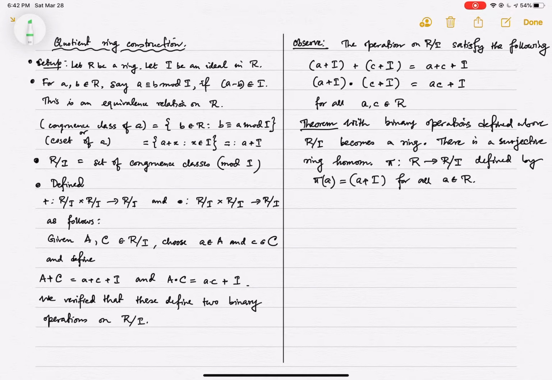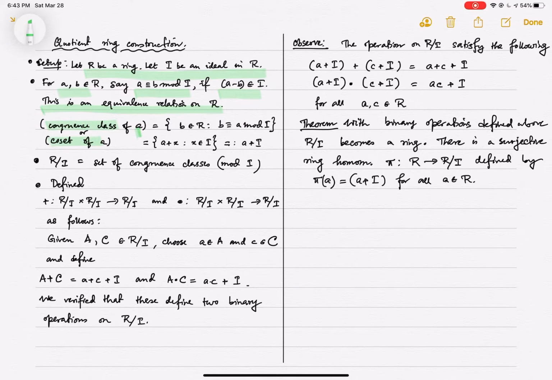Good. Here's the quotient ring that we defined last time. You give me a ring R and an ideal I. Given two elements A and B in the ring, we say A is congruent to B mod I if A minus B is in I. This defines the equivalence relation on the ring R. The equivalence class of an element A is called the congruence class, also called the coset of A.